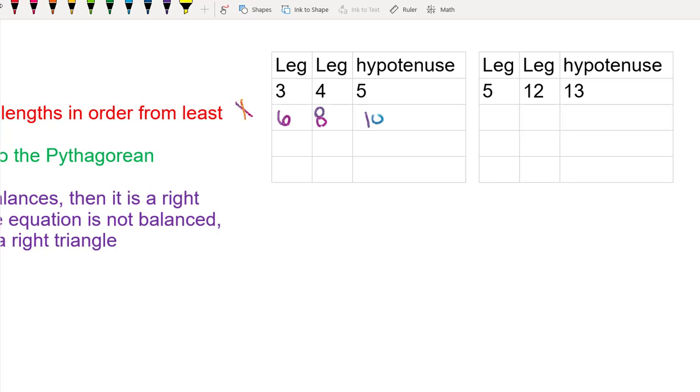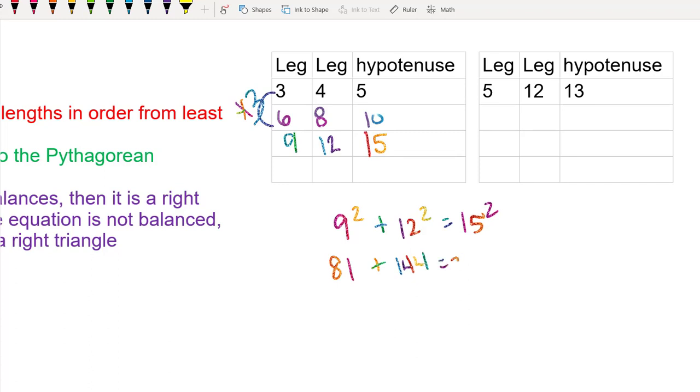Multiply by 3. So 3 times 3, scale factor of 3, is 9. 4 times the scale factor of 3 is 12. 5 times the scale factor of 3 is 15. This is also a right triangle. So let's double check it and make sure it actually works. This is 81. This is 144. This is 225. And when I add 81 and 144 together, I get 225. That is also a right triangle.